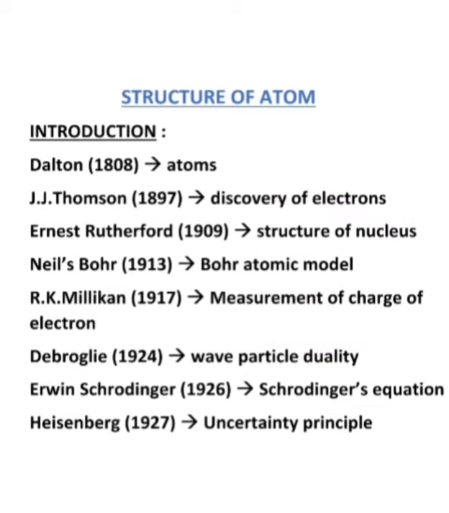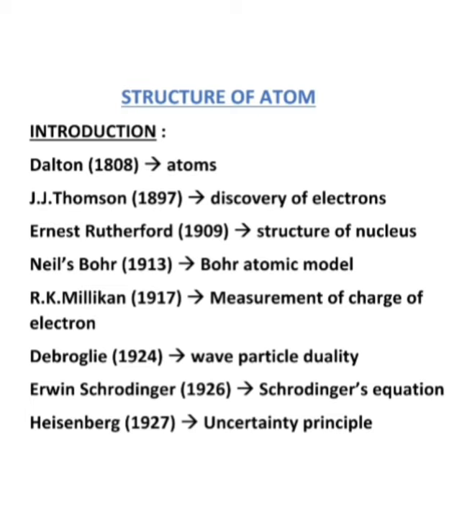Then in the year 1913 came Niels Bohr. He gave the concept of Bohr's atomic model. As per that model, we came to know that electrons have specific energy and are able to revolve within a certain orbit. That is as per Bohr's atomic model.